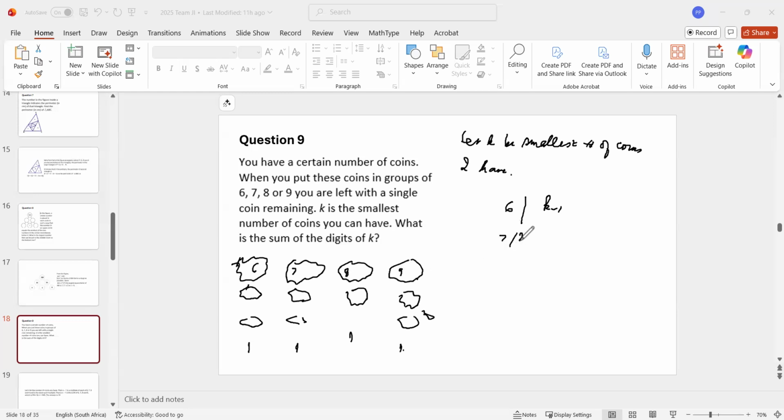So the same thing you have with each of these. So you also have 7 divides K minus 1. You have 8 divides K minus 1. And 9 divides K minus 1. In each of those cases, you have one remaining. All right, so what does this mean now? It means that K minus 1 is a common multiple. It's a multiple of each one of them. It's what you call a common multiple of 6, 7, 8, and 9. But more than that, it's the smallest.